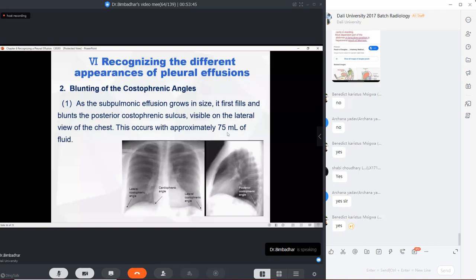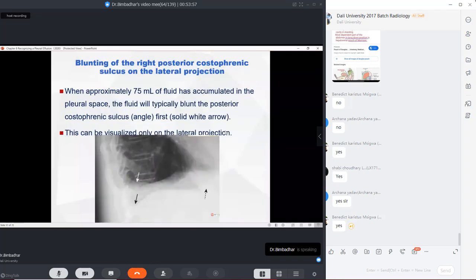Remember, the first blunting of the costophrenic sinuses means there is 75 ml of fluid accumulated. You see here, quite simple. This is the costophrenic sinus, but it became opacified and there is a rounding. This is a blunting of the costophrenic sinuses because of accumulation of 75 ml of pleural fluid. This one is called the meniscus sign.